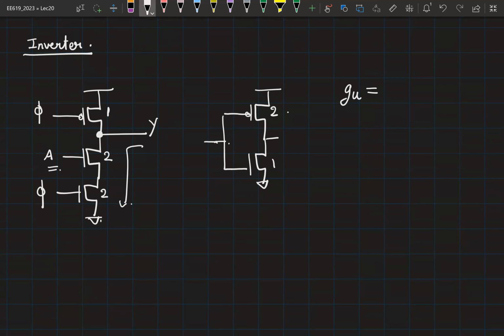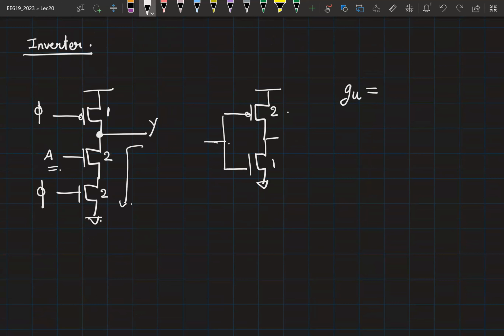So what is the significance of calculating GU here now? Not needed, right? You only need to worry about the falling edge transition. During the pre-charge phase, as long as you have ensured that it will reach VDD, so maybe it is charging very slow, but as long as it is reaching VDD before the pre-charge phase ends, we are fine. And the pre-charge phase anyways is T clock by 2 long. So you will need to simply ensure this condition. Once this condition is ensured, you are fine.